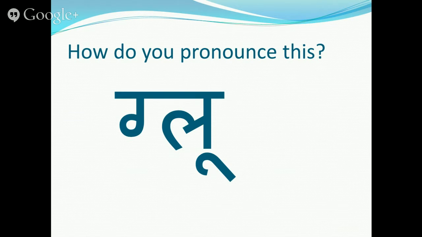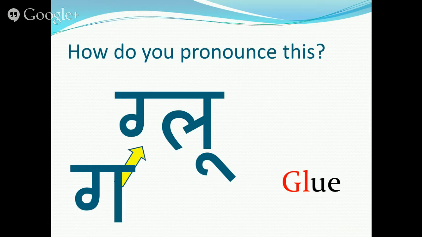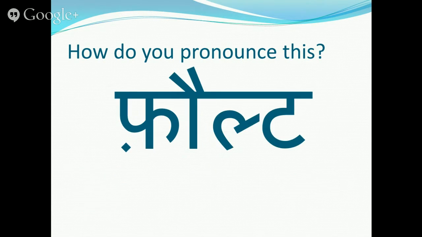So how do we pronounce this? Glue. Do you see that that's half of a g? This is very important because you have to now recognize half of letters. How do we pronounce this? What is that? Well, that is half of a l followed by a d, and that is fault.